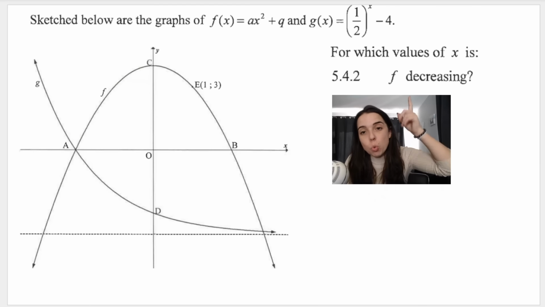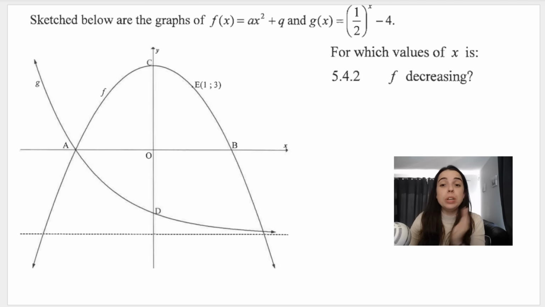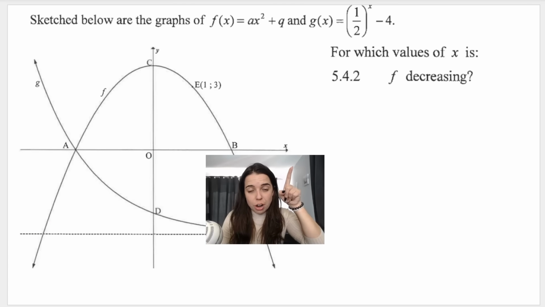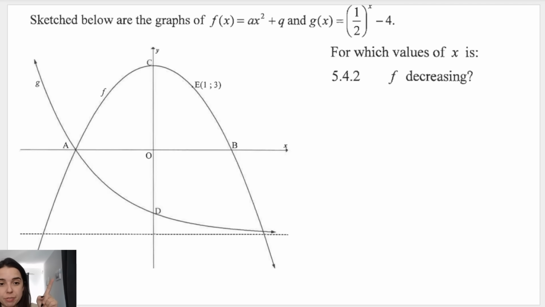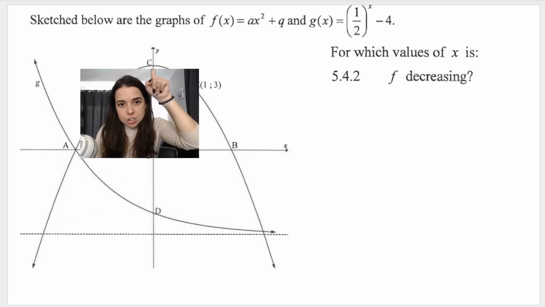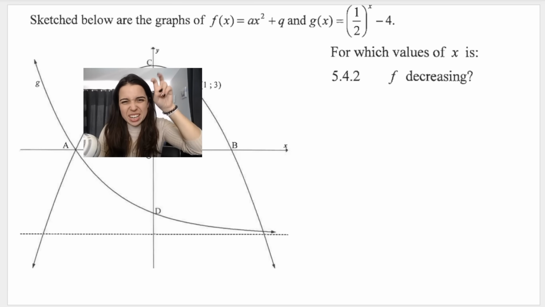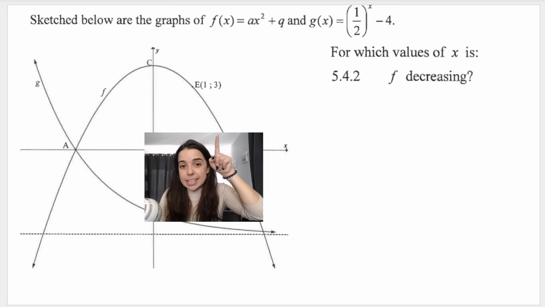Another question, for which values of x is f decreasing? So how we do this is we read graphs from left to right. Okay, so we read from left to right. If you take a look at the parabola, because f is the parabola, if you read it from left to right, can you see that from here, the graph is increasing. You see how it's going up, up, up, up, up, up, up. Then it's stationary at the turning point. It stops for a second technically. And then from this point over here, f of x is decreasing.